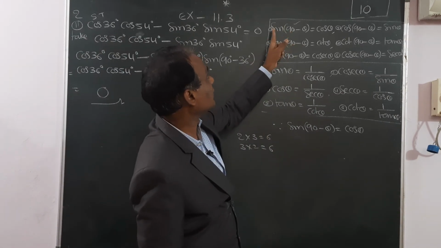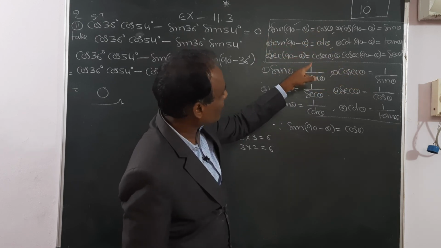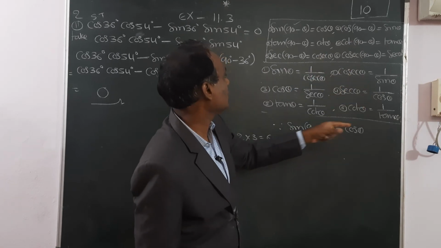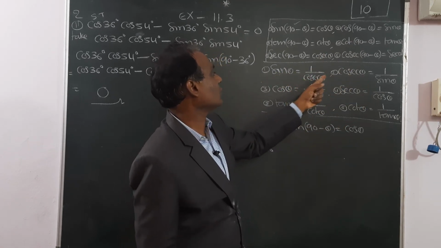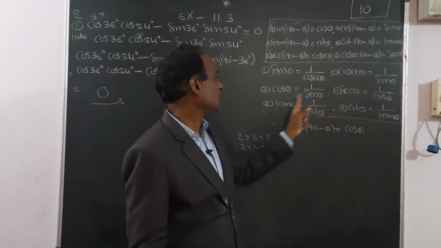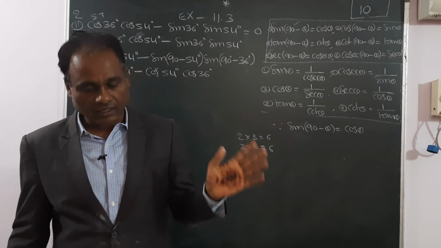For 90 degrees, sine changes to cosine, cosine changes to sine, tangent is cotangent, cotangent is tangent, secant is cosecant, cosecant is secant. Sine is reciprocal of cosec, cosecant is reciprocal of sine. Same relation for cos and secant, the same relation for tan and cot. Okay. Write down, and we will conclude here.